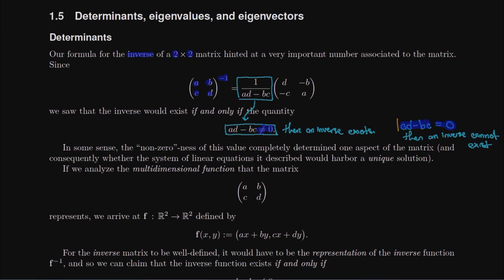And jumping to conclusions a little bit, I just want to mention that this AD minus BC, at least in the context of 2 by 2 matrices, is the quantity that we call the determinant. Quite possibly because it determines if the inverse exists. I'm not entirely sure of the etymology, but we do call it the determinant.